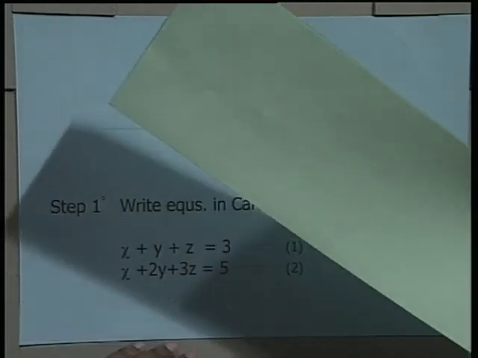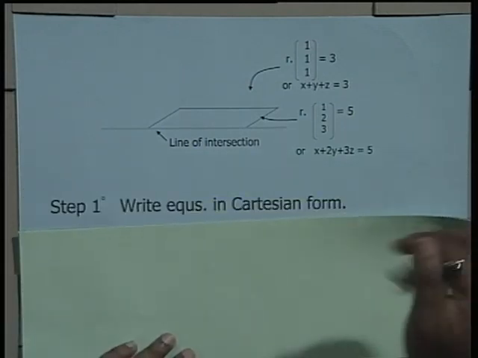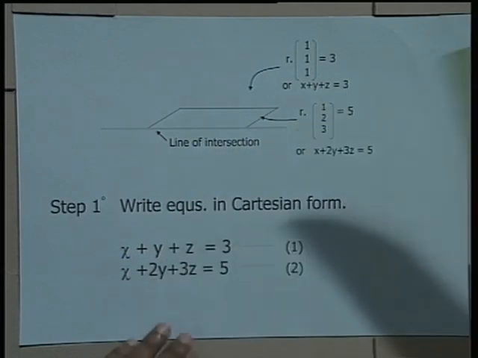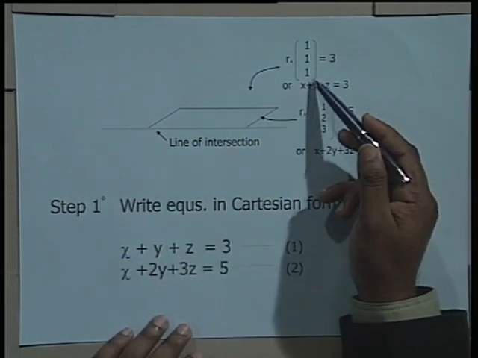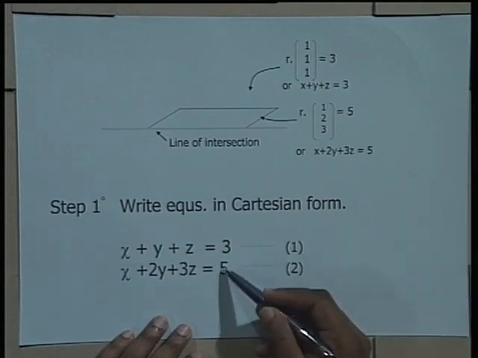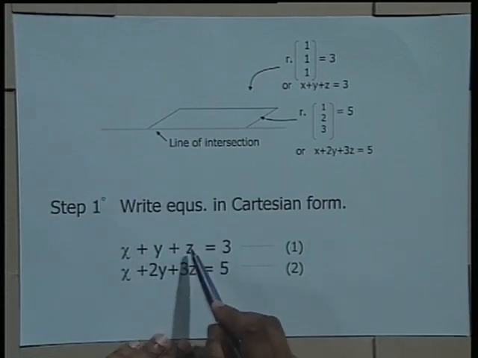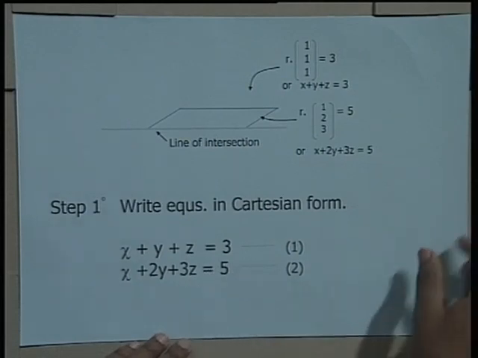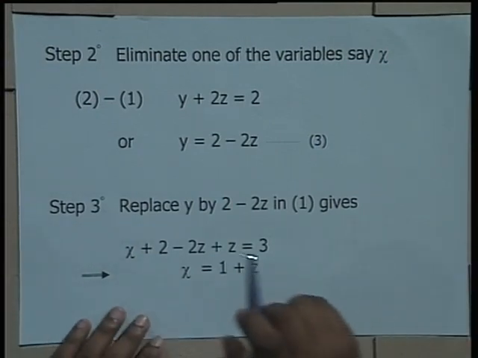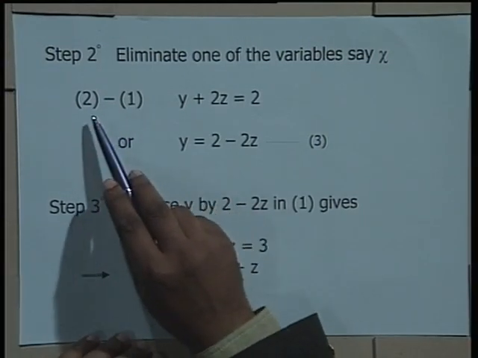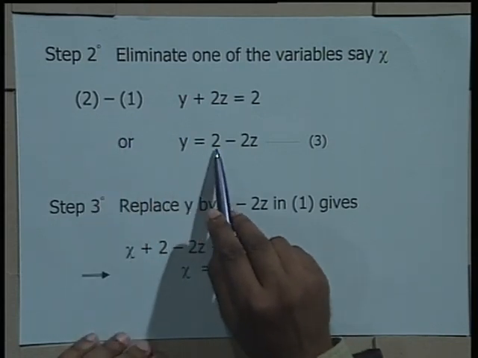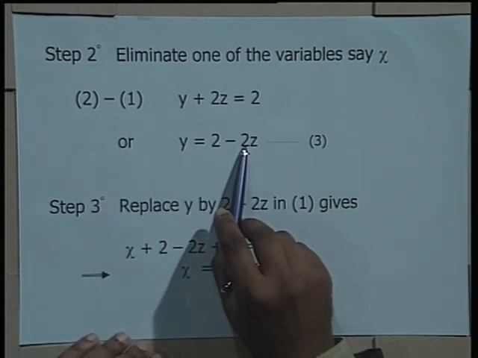This is the line of intersection. How to find the equation of the line of intersection? The first step would be to express both equations of the planes in Cartesian form, and then we'll be solving them simultaneously. Note that we have three variables, x, y, and z, and two equations. So the first thing to do would be to eliminate one of the variables. We have decided to eliminate the variable x. So subtracting equation 1 from equation 2, we obtain y equal to 2 minus 2z.